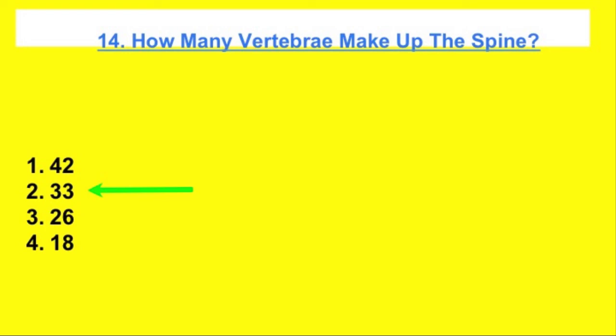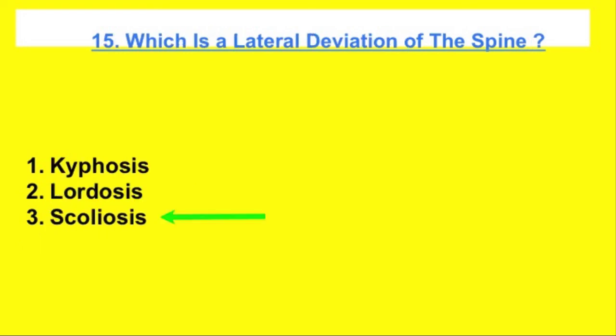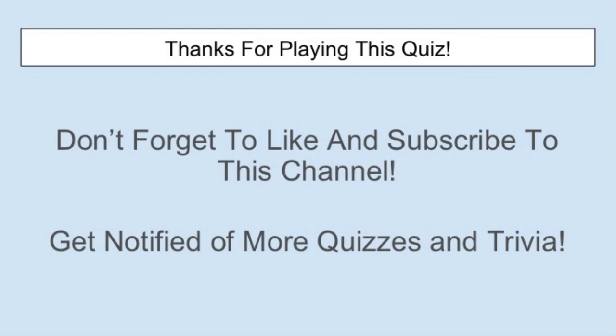Question 14. How many vertebrae make up the spine? The answer is 2. 33. Question 15. Which is a lateral deviation of the spine? Answer is 3. Scoliosis.